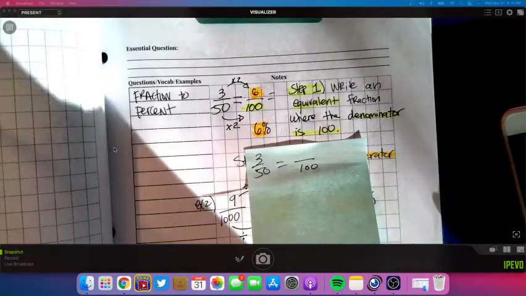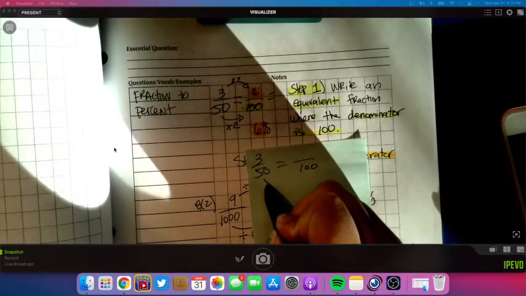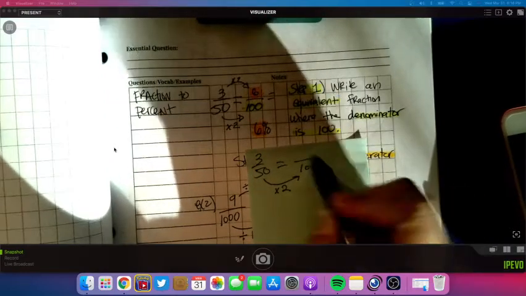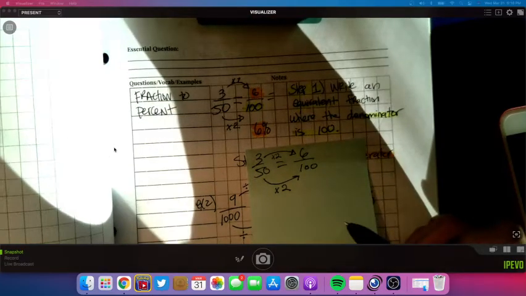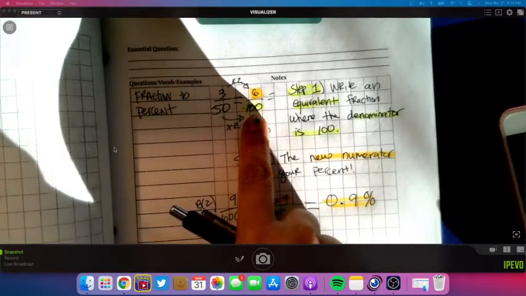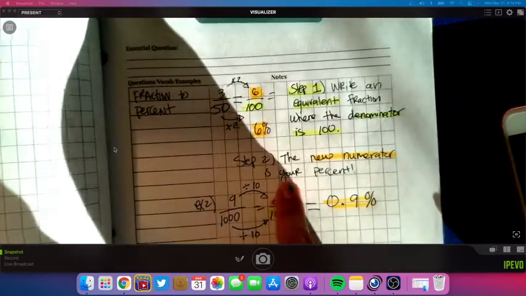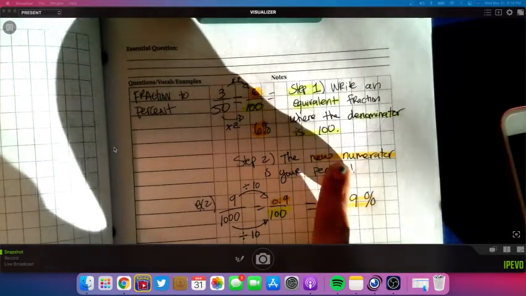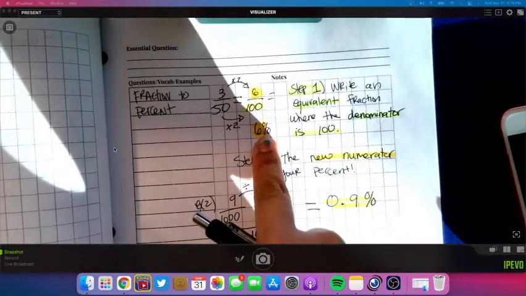And we all learned about equivalent fractions and equivalent ratios last chapter. To go from 50 to 100, you multiplied by 2. And whatever you do to the bottom, you must do to the top. So 3 times 2 is 6. Now you have your equivalent fraction, which is what I have here. Step 2, the new numerator is your percent. So our new numerator is 6, which means that our percent is 6%.